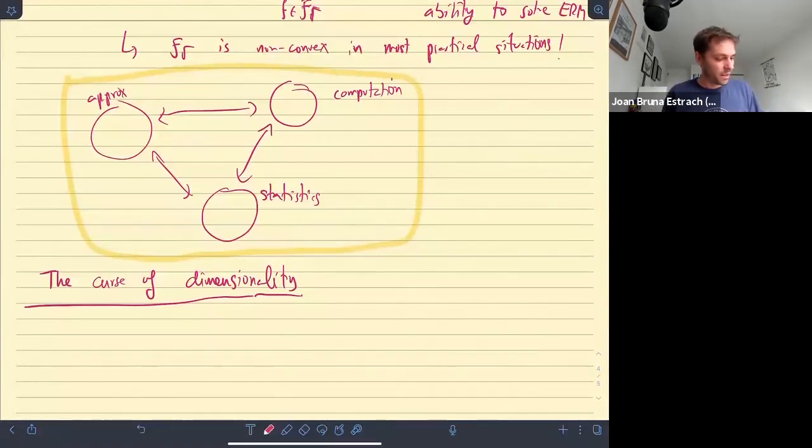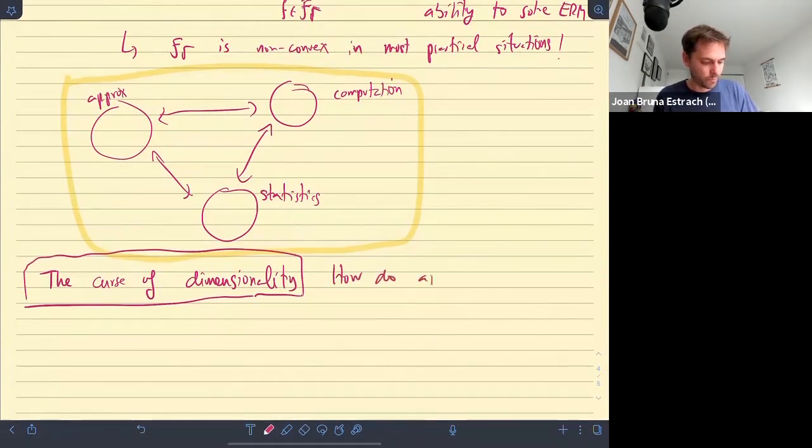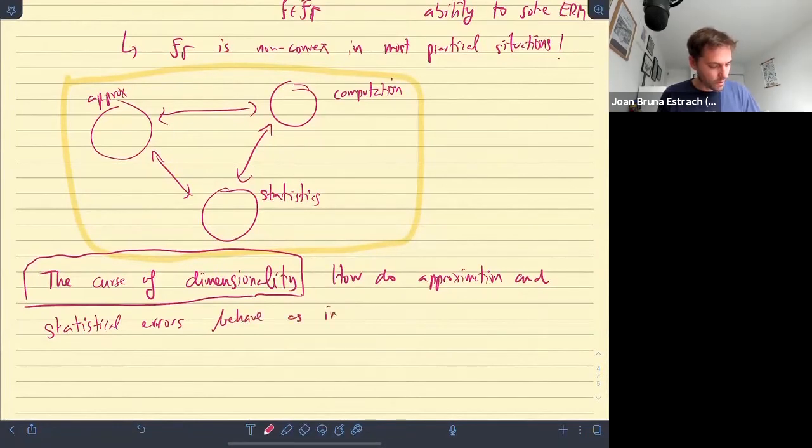And so the underlying question of this section is: we are going to focus now on statistics and approximation. How do approximation and statistics errors behave as the dimension grows? Okay, so that's the subtitle.